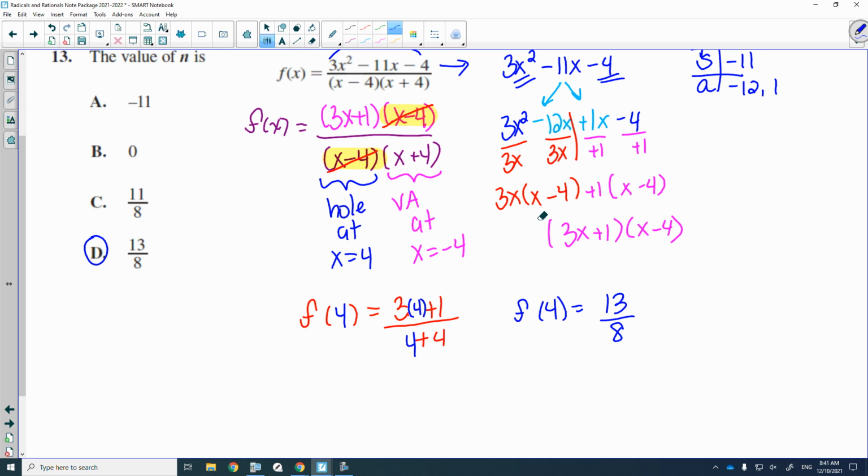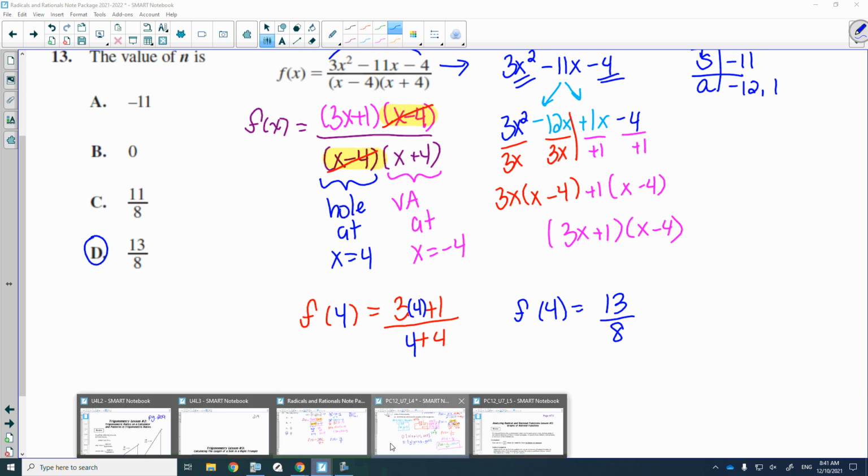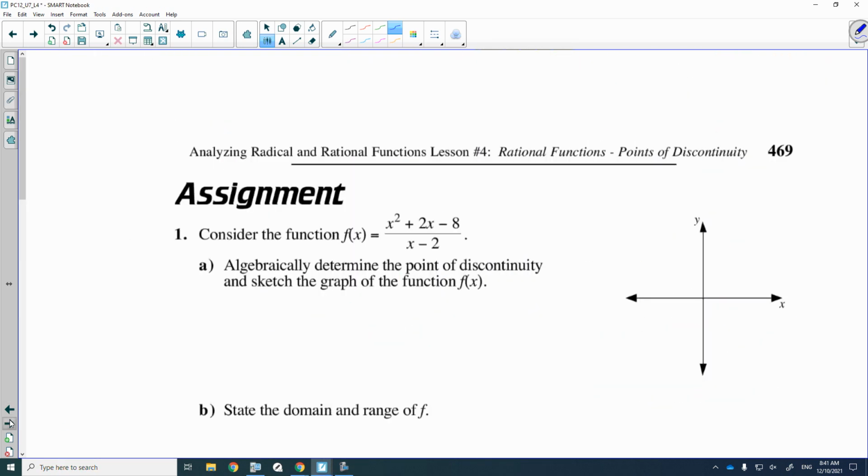Here's what I want you to do for the homework for that lesson 4. There's only 3 questions. So for lesson 4, I want you to do questions 1, 2, and 6. Number 2, I have starred.